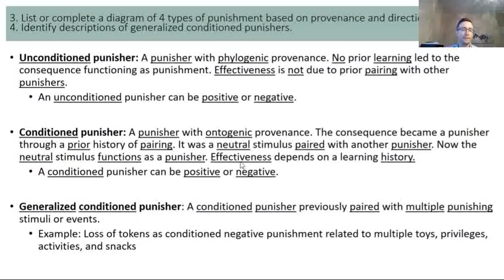So, the types of punishment based on provenance are unconditioned and conditioned. Based on direction of change in the environment, that means the direction of the change of the environment that constitutes the consequence that is the punisher, can be positive or negative. So that's not direction of change of behavior. We know punishment decreases the future probability of behavior, so we wouldn't classify or diagram types of punishment based on that feature. They all have that feature. They're either conditioned or unconditioned, positive or negative.